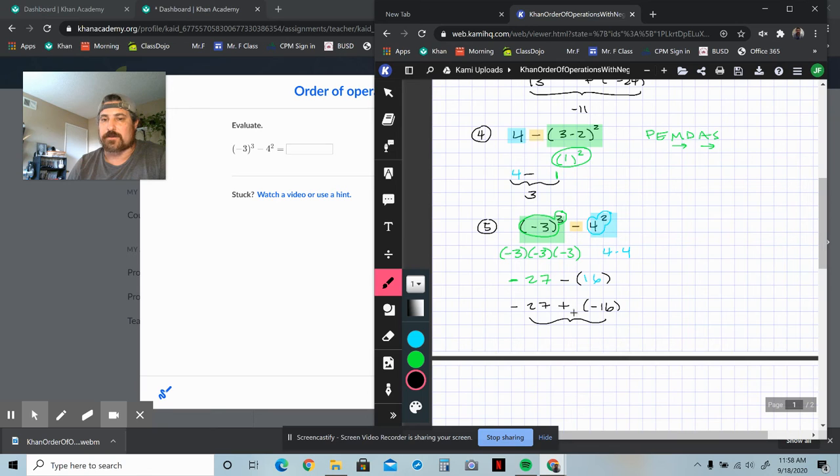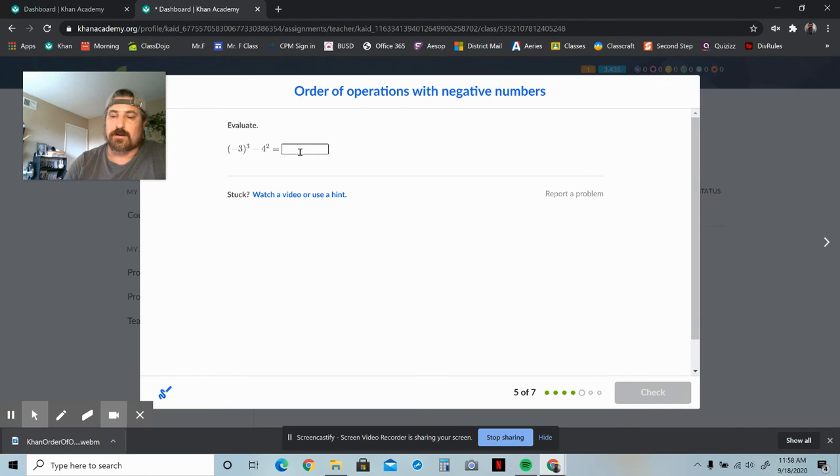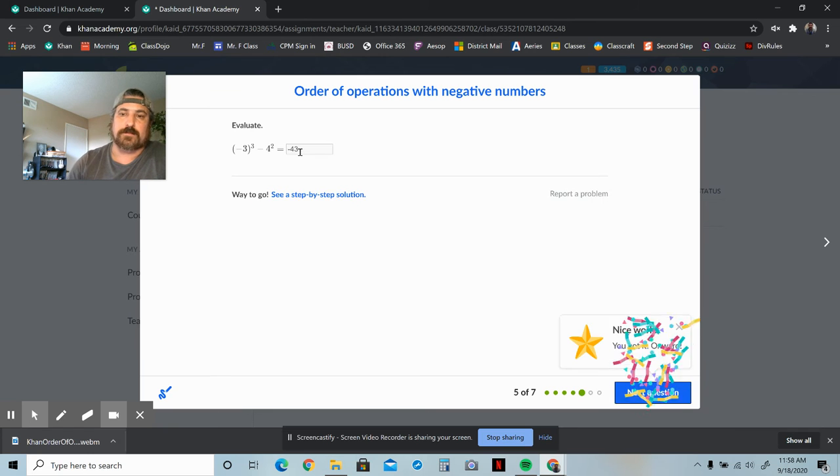Remember, when you're adding integers, if the sign's the same, find the sum. Just add it up and keep the sign the same. So we know it's going to be a negative answer. And 27 plus 16 is going to be 27 plus 6, which is 33, and then plus 10 more. So we're looking at negative 43 as your answer here. So you go here and you put negative 43 and enter.